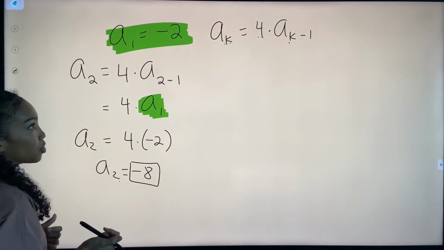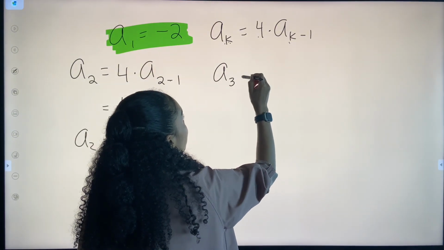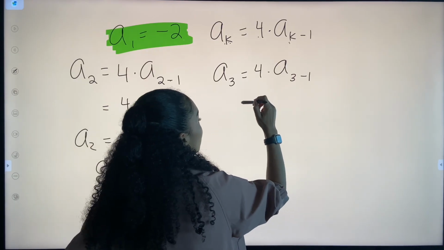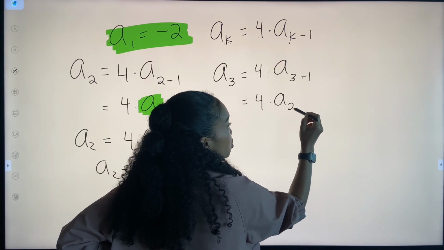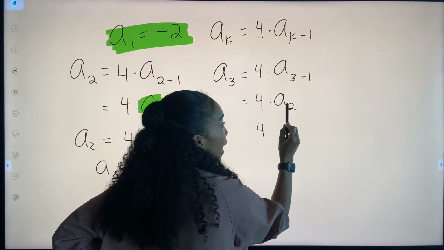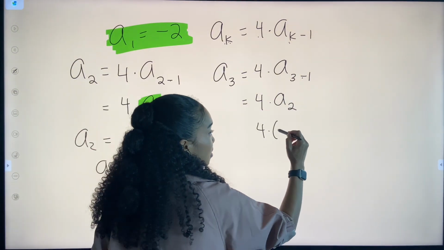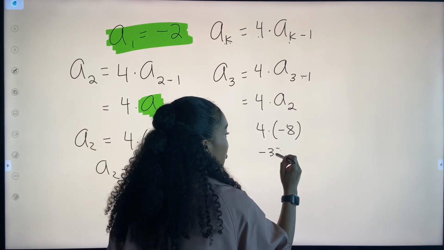Let's find the next term. Let's find A3. So for k, I'm going to put a 3 there. For this k, put a 3 there. So this simplifies to 3 minus 1 is 2. And A2, we just said was negative 8. So this is negative 8. So 4 times negative 8, this is negative 32.